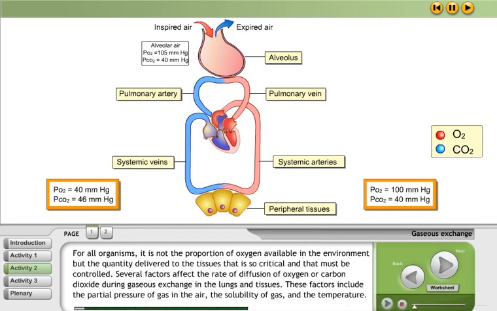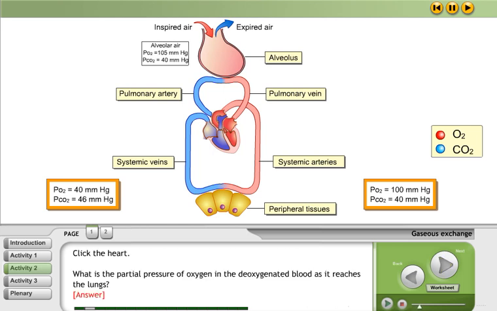For all organisms, it is not the proportion of oxygen available in the environment, but the quantity delivered to the tissues that is so critical and must be controlled. Several factors affect the rate of diffusion of oxygen or carbon dioxide during gaseous exchange in the lungs and tissues. These factors include the partial pressure of gas in the air, the solubility of gas, and the temperature.